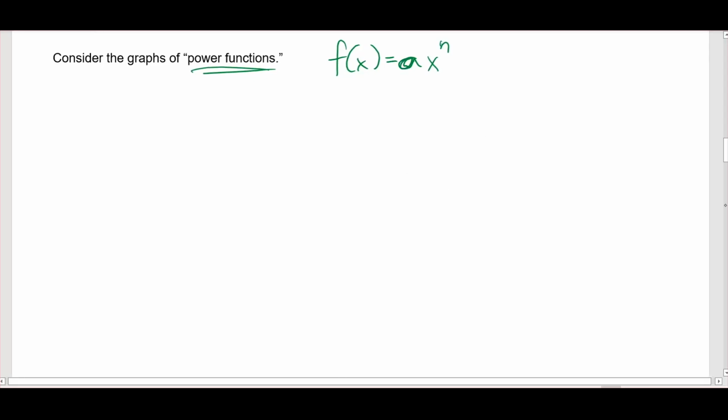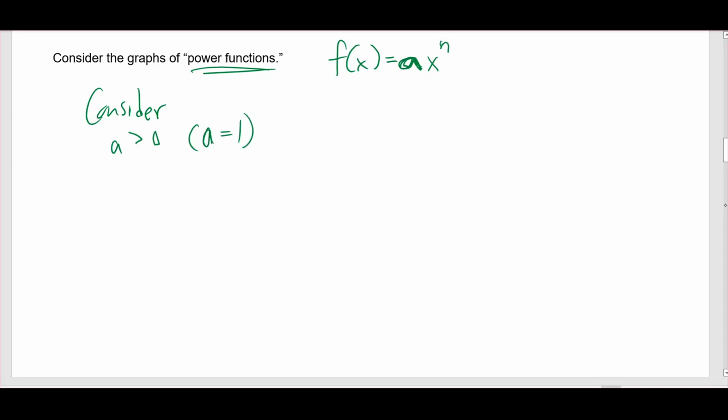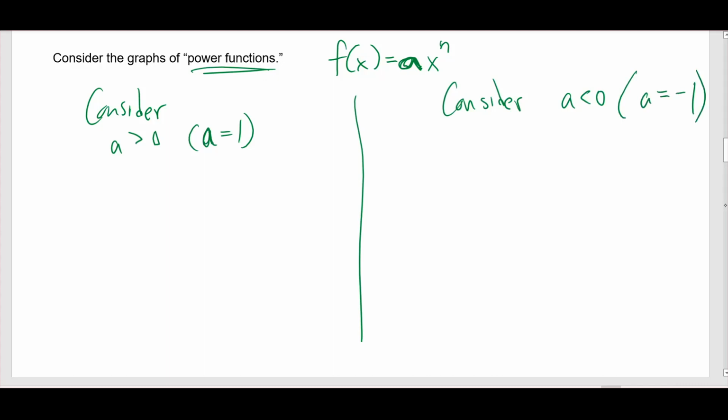So let's make our lives as easy as possible. Let's consider where a is bigger than 0. So let's say a is 1. And it doesn't have to be; we could choose 2 or 3 or 4 or 5, whatever we want, but it's going to be the easiest if we just say, hey, let a be 1. And on this other side, let's consider where a is less than 0. And maybe we could say a is -1, right? So let's just draw a bunch of them.